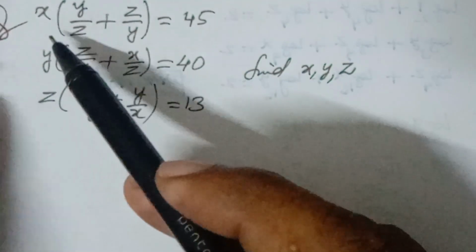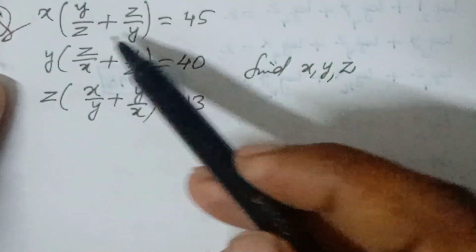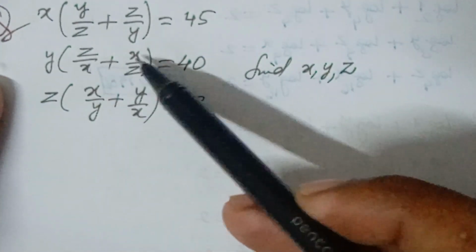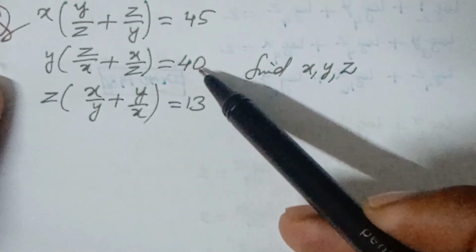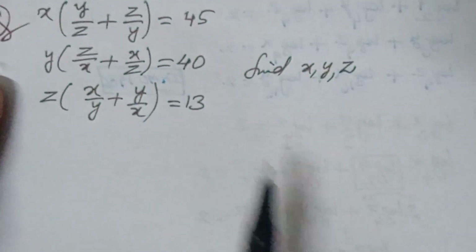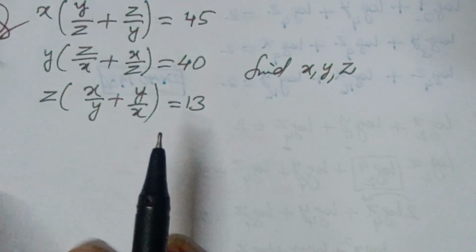Good morning, children. The problem is given: x into (y plus z by y) equal to 45, y into (z by x plus x by z) is equal to 40, z into (x by y plus y by x) equal to 13. Find the value of x, y, z.